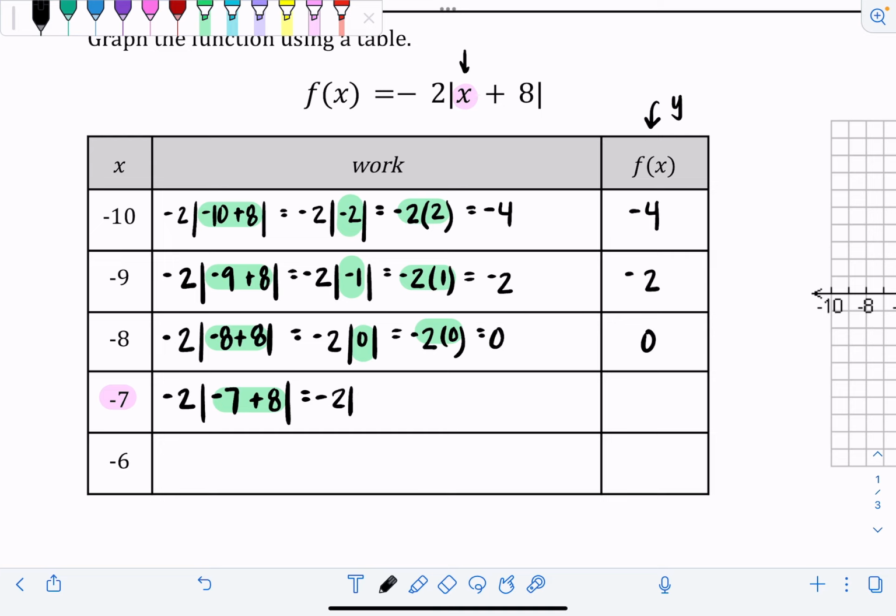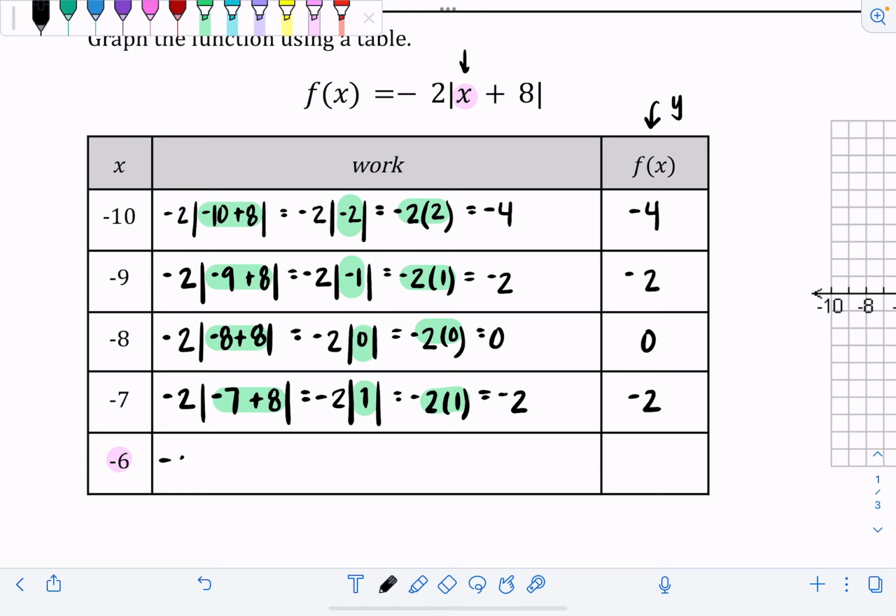And then for absolute value, it doesn't change the sign. Well, it can technically, but it doesn't always change it. It just makes anything that's inside of it positive. So since I already have a positive 1 here, it doesn't change it into a negative or anything like that. It just keeps it positive. So this would be -2 times +1, which is just -2. So we end up with a -2 over here, and then now we just have one more input value, -6.